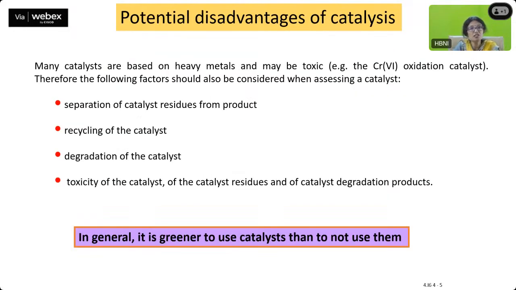But what are the disadvantages? Sometimes separation of the catalyst residues from products becomes a very involved process. Recycling of the catalyst, how much you can recycle, also matters. Then there is degradation of the catalyst; if it degrades very fast, removing that impurity wastes a lot of energy. Then of course, there is toxicity of the catalyst, catalyst residues, or the catalytic degradation products. These are a few disadvantages, but so much work is being done that they are getting reduced by leaps and bounds every day. So in general, it is greener to use catalysts than not to use them. That is the take home message from here.